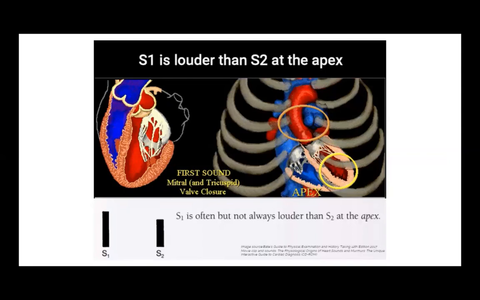This slide will show you the intensity of S1 and S2 at the apex and at the base. Please listen carefully.